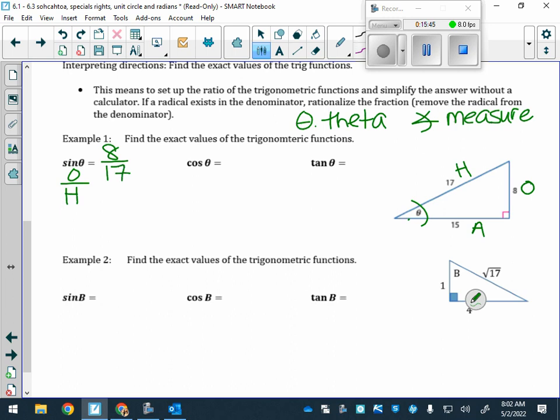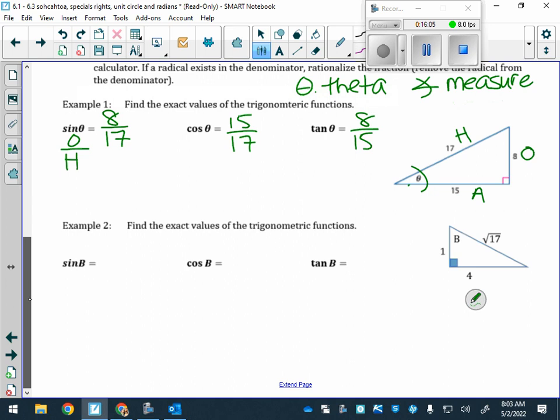Okay, Anthony, cosine of theta. 15 over 17. Good. Okay. Zach, tangent of theta. Good. Excellent. Good. All right. Nice job, you guys. So now it's a little bit different.